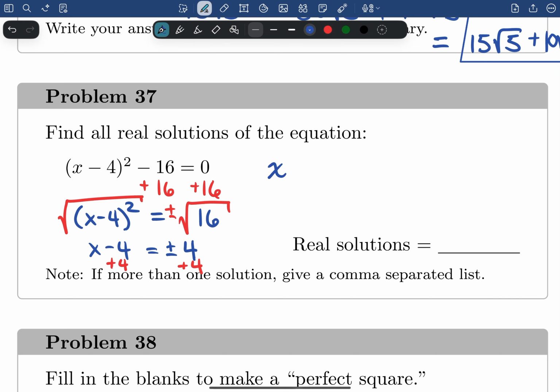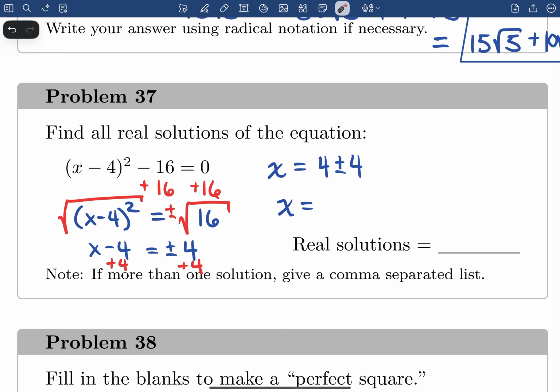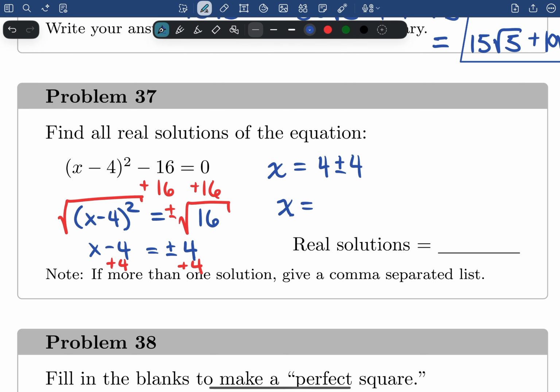So I'll write my solution up here. x equals 4 plus or minus 4. And we can separate this into two separate solutions, like 4 minus 4 first, and then 4 plus 4 second. And 4 minus 4 is 0, and 4 plus 4 is 8. So my two solutions for this quadratic equation are 0 and 8. They're both real solutions. They're both real numbers. All right.